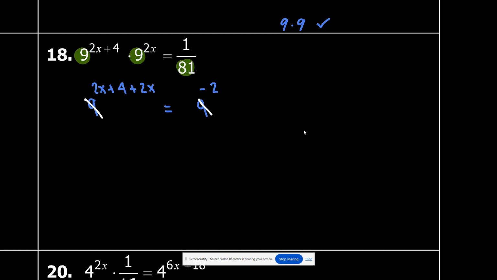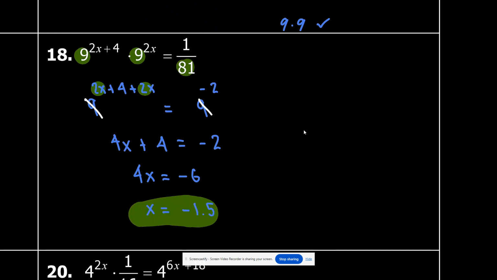Well, what does that leave me with on the left side? Well, don't forget, you've got a couple of like terms. 2x plus 2x is 4x. So we have 4x plus 4 equals negative 2. Now, to solve this one, I'm going to subtract 4. Negative 2 minus 4 is negative 6. And then I'm going to divide by 4, so that equals negative 1.5. Or negative 3 over 2, if you'd rather use a decimal or a fraction. So, negative 1.5 or negative 3 over 2.